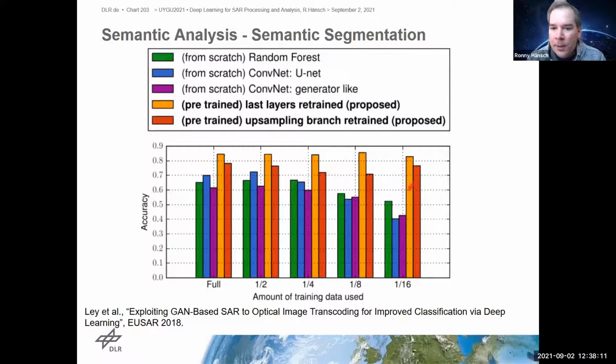And it's outperforming the shallow learner by a big margin, even with a lot of samples. And it's also outperforming the two neural networks that had been trained from scratch. So this is an example I like a lot, how you can use other types of data to pre-train parts of your network, and then still apply this to SAR only and have a really, really nice performance.